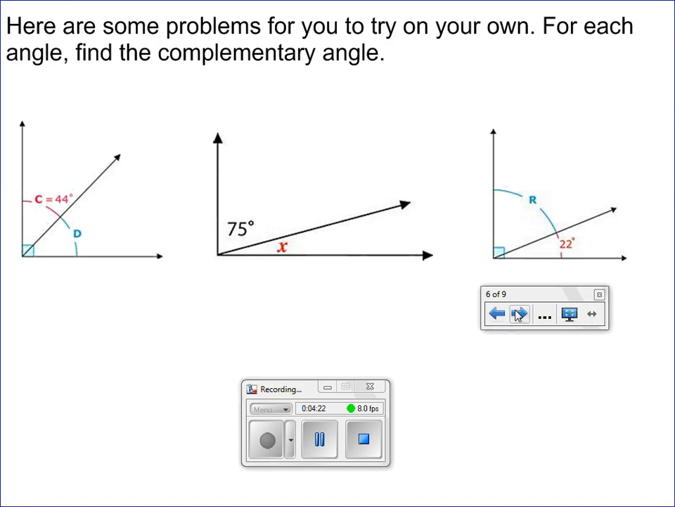Okay, here are some problems for you to try on your own. For each angle, you're going to find the complementary angle using that same subtraction method you saw on the previous slide. So please put the video on pause now. All right, and we will take up these 3 problems during tomorrow's class.